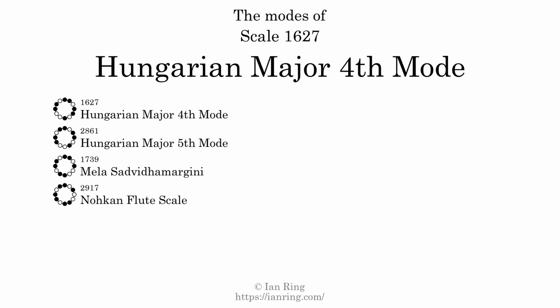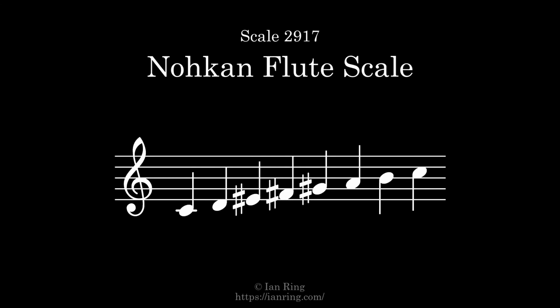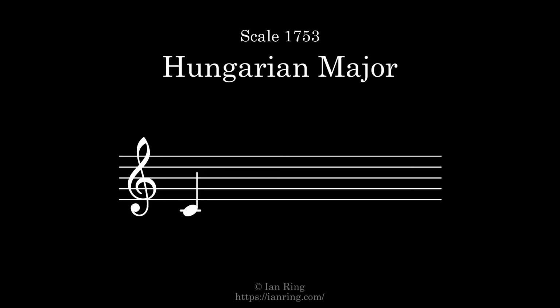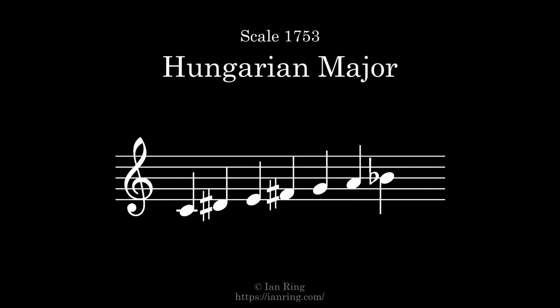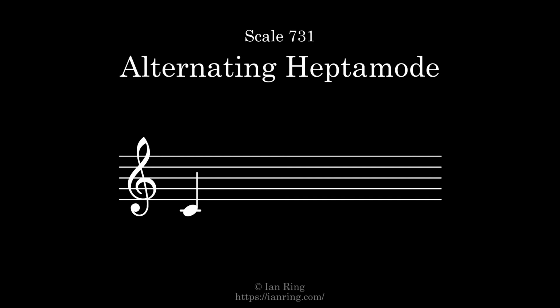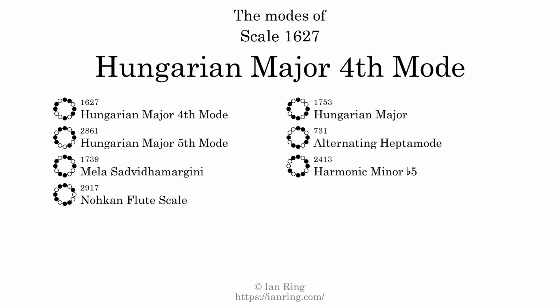The fourth mode is scale 2917, also known as knock-and-flute scale. It sounds like this. The fifth mode is scale 1753, also known as Hungarian Major. It sounds like this. The sixth mode is scale 731, also known as alternating heptamode. It sounds like this. The seventh and last mode is scale 2413, also known as harmonic minor flat 5. It sounds like this.